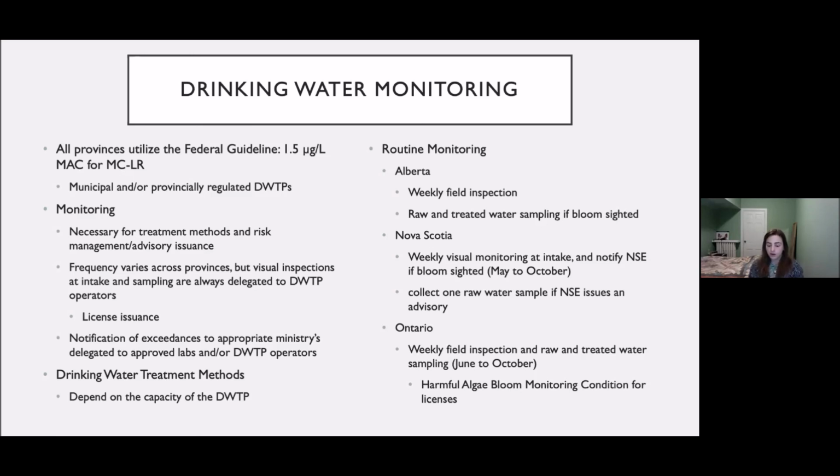And in Ontario, all drinking water treatment plants are required to conduct weekly field inspections as of May of 2019 under the harmful algae bloom monitoring condition for licenses, but only drinking water treatment plants where blooms have occurred in the past require raw or treated water sampling, or if a bloom sighting is confirmed or suspected. And then an advisory will be issued depending on the results of those tests, mostly based off of the test of the treated water if it exceeds the 1.5 micrograms per liter MAC.